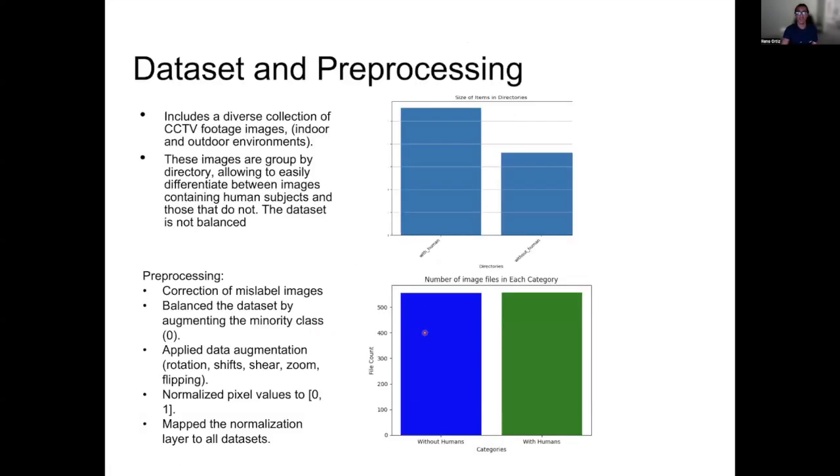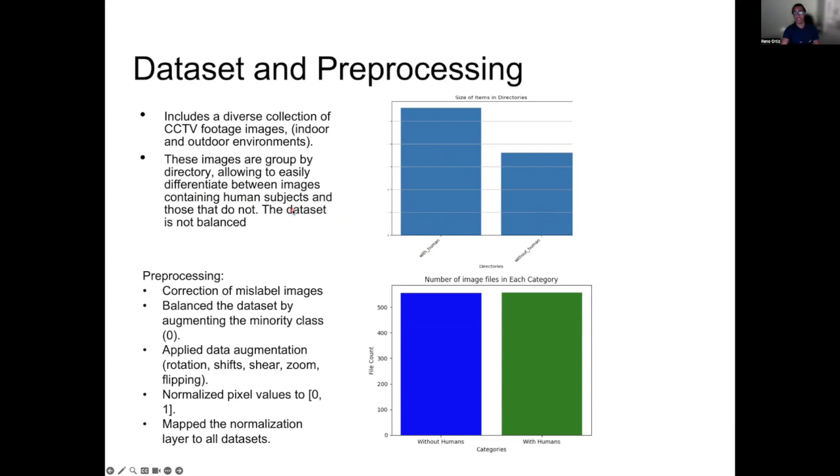The dataset downloaded from kaggle.com included a diverse collection of CCTV footage images from indoor and outdoor environments. These images were grouped in two directories for two classes, allowing us to easily differentiate between images containing human subjects and those that do not. We can see that class 1 with humans had more images than class 0 without.